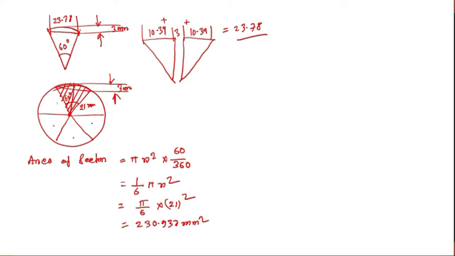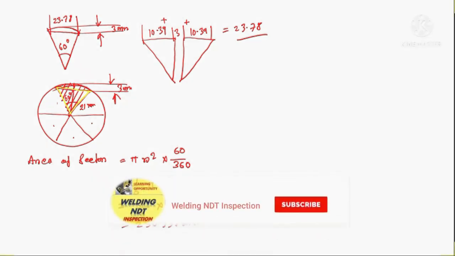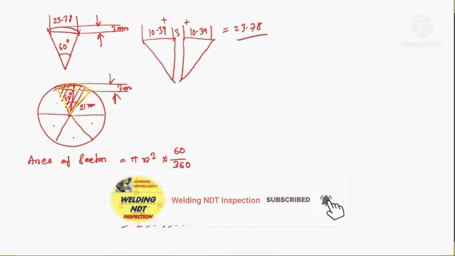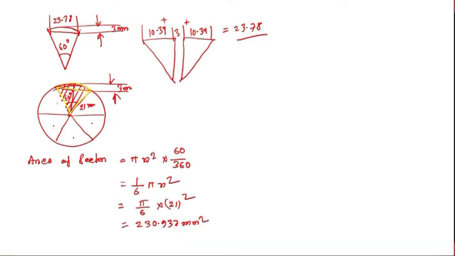And next, what will we do? We have to remove this triangle. So you see here, which one we have to remove? From here, you have to calculate this area. If you remove this area, then you will get only this part, the reinforcement area only. So you have to remove this part. So you have to calculate this triangle area.